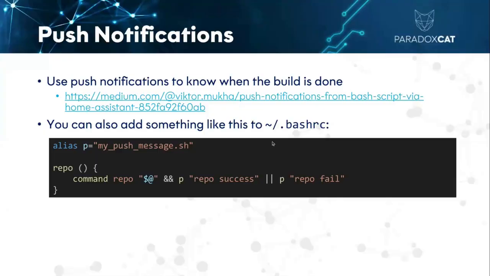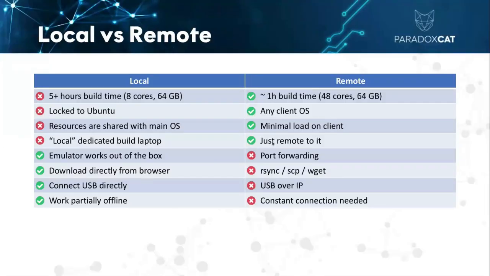Let's get back to slides. Quickly, local versus remote. So there is no silver bullet. Each side has its pros and cons. So a remote server is usually faster. We have 48 cores, 64 gigabyte virtual machines on the server. These take around an hour to build. You can get much faster. But locally, it's usually 5+ hours if you are building on a typical laptop.